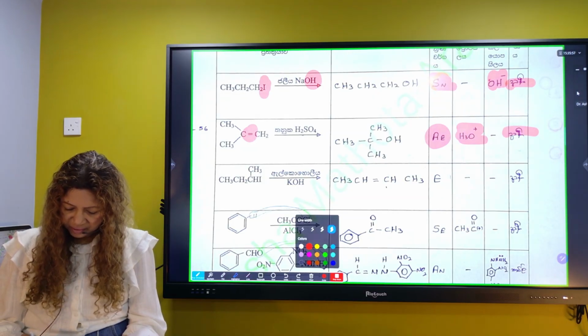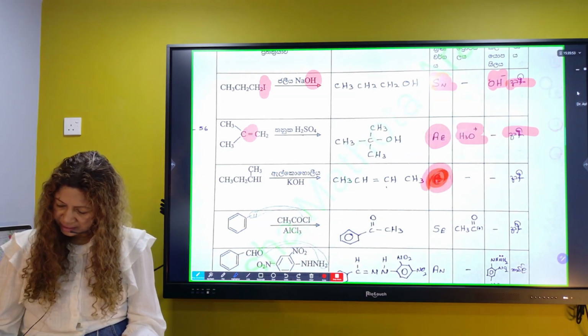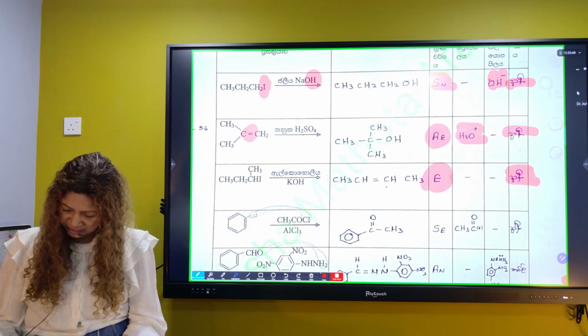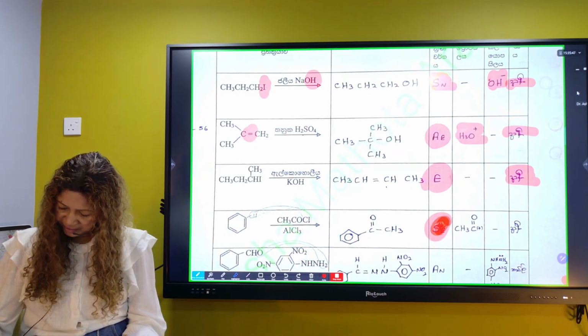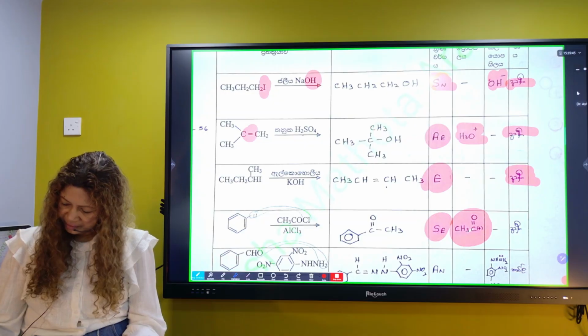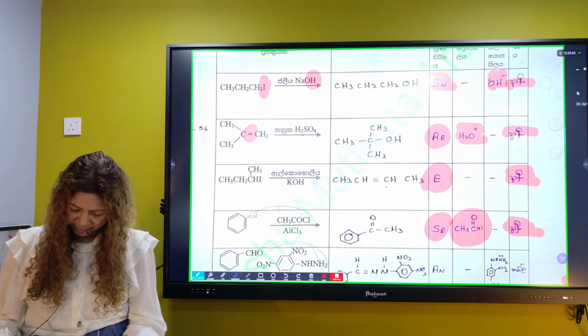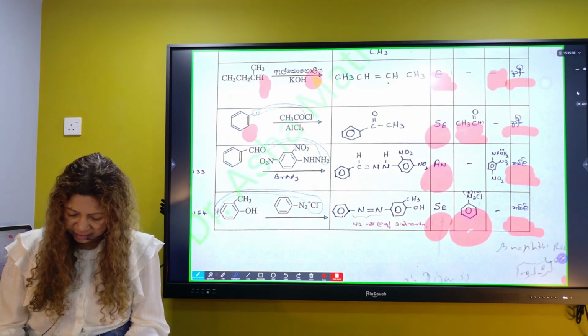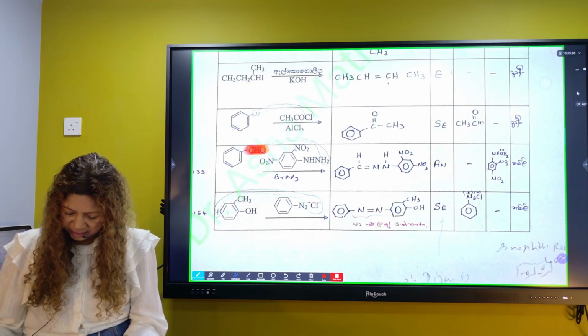Next one, alcoholic KOH, that's elimination, and that's colorless. This is electrophilic substitution. The electrophile is CH3 plus, colorless. And then with Tollens, CHO is already there.